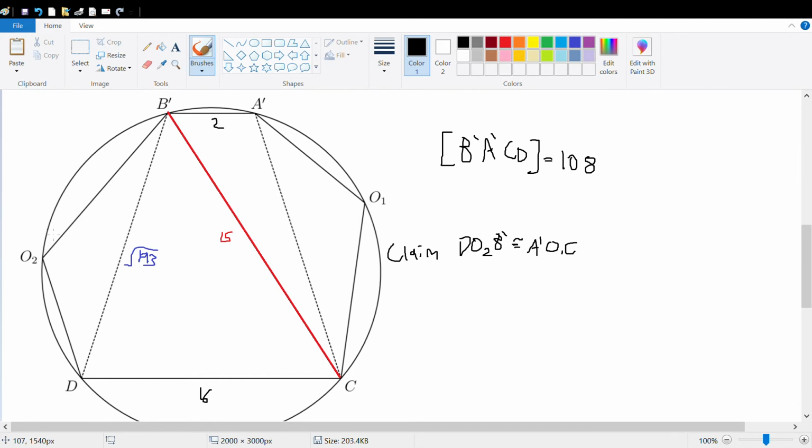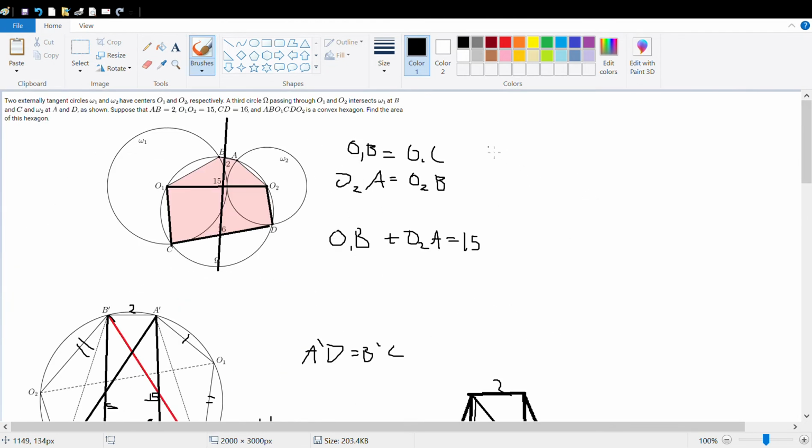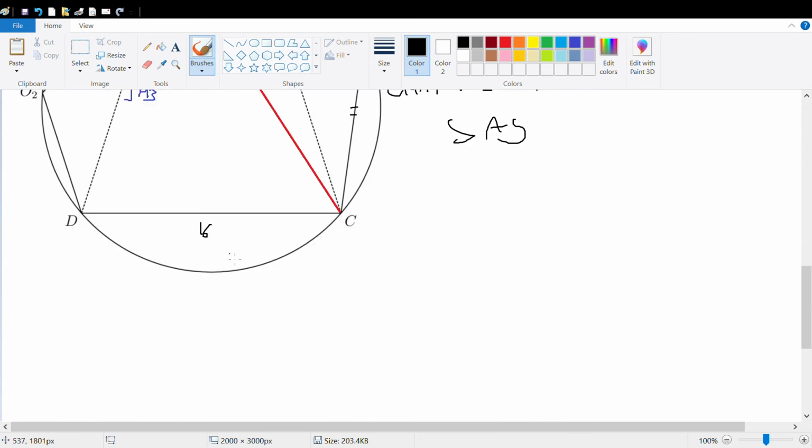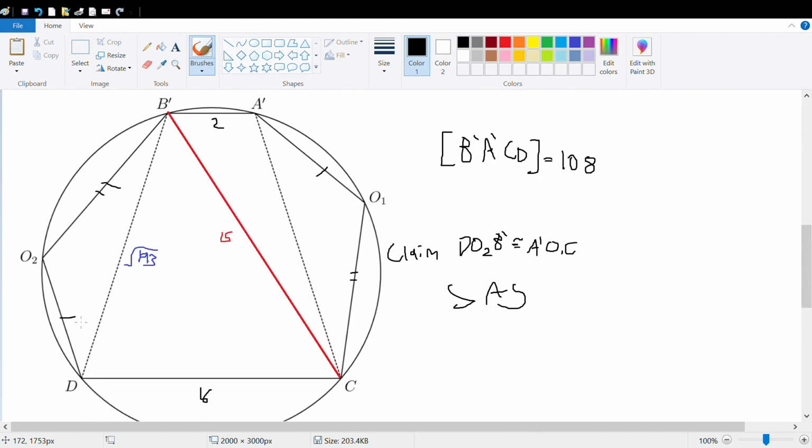Okay. And so we can use SAS basically. So the sides are obviously O2D, O2B prime, O1A prime, and O1C. And so we know, as we already marked before, these lengths are equal from the circle thing at the start. And we also know that these angles are going to be equal because they're cut off by the same arc. A prime C and B prime D are equal, so those angles are equal.